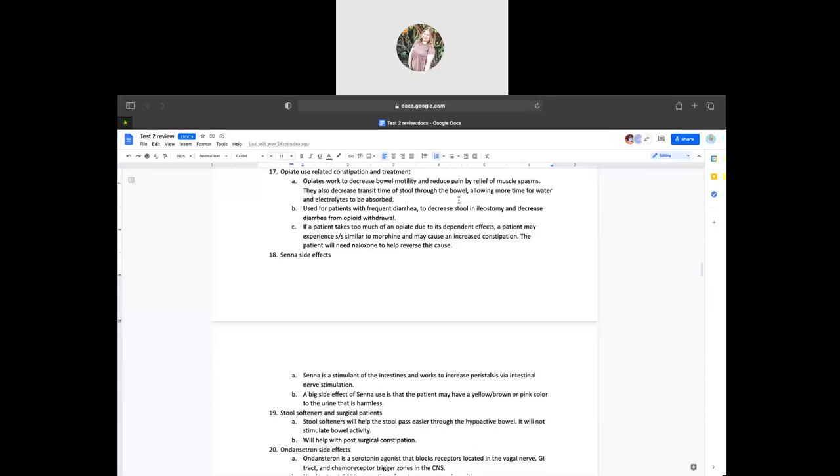However, a lot of these opiates work similar to opioid medications, and a very familiar side effect of opioid medications is constipation. So if a patient takes too much of an opiate, due to its dependent effects, a patient may actually experience signs and symptoms similar to morphine, which may cause increased constipation. It can also cause respiratory depression and a lot of other things. But we will need to give naloxone to help reverse the cause because naloxone is the antidote for opioids.